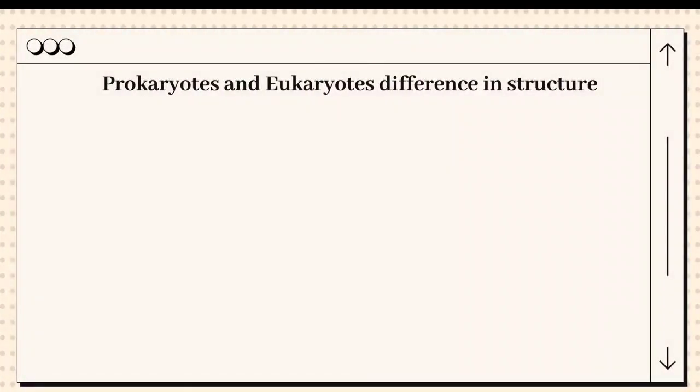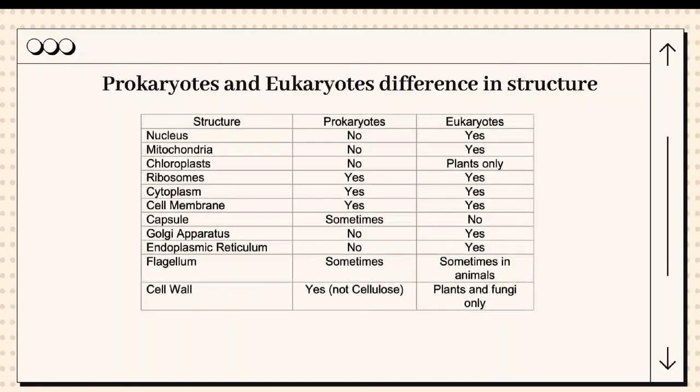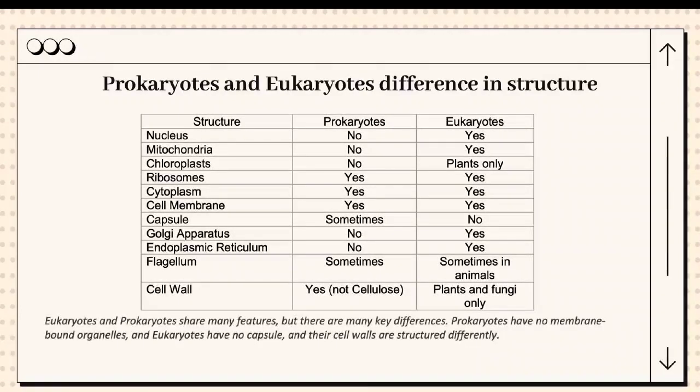Prokaryotes and eukaryotes: differences in structure. Eukaryotes and prokaryotes share many features such as ribosomes, cytoplasm, cell membrane, flagellum, and cell wall. But there are many key differences. Prokaryotes have no membrane-bound organelles, and eukaryotes have no capsule, and their cell walls are structured differently.